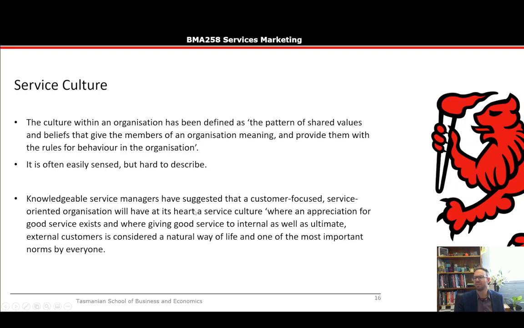But knowledgeable service managers have suggested that a customer-focused, service-orientated organisation will have at its heart a service culture where an appreciation for the good service exists, and where giving good service to internal as well as ultimate external customers is considered a natural way of life and one of the most important norms by everyone. Now, this is easy to say, but culture, I've said this a few times, is led by us as the leaders, and it's natural for us as human beings for the culture to drift away, all right? So it's constantly the role of us as leaders to regenerate and revitalize the culture in our organisation.